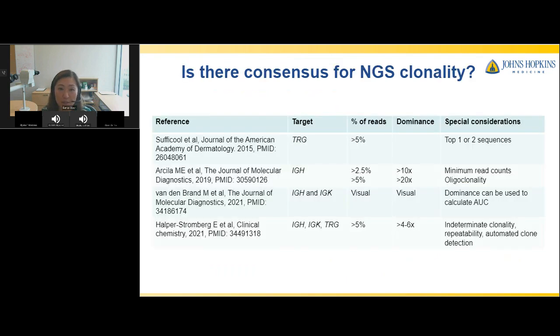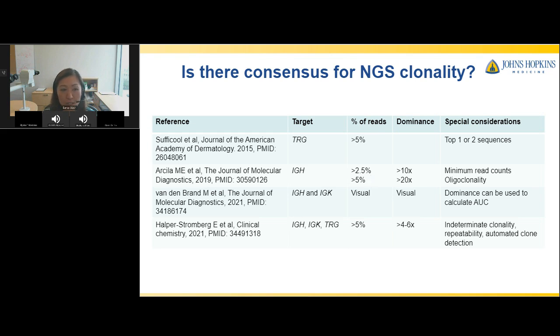So now that you've heard about several groups doing this kind of analysis in clinical inpatient samples, is there actually a consensus, right, for NGS clonality? Are there criteria? So unfortunately, there is no current gold standard, but you can see that percent reads and dominance are employed by many, if not most labs. So you can see that 5% as a minimum also stands out, but there are lots of subtleties here.